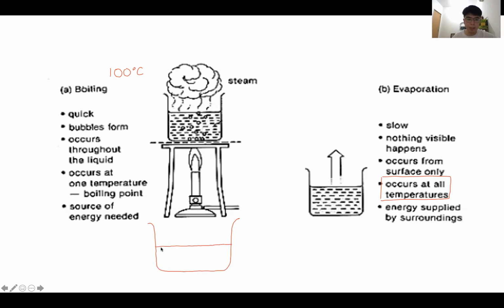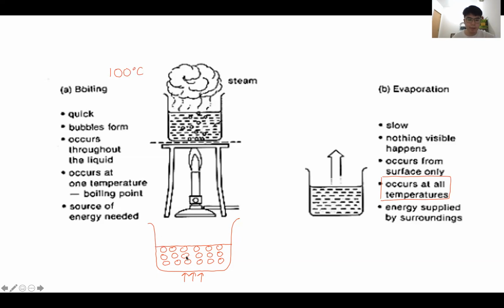Think about the liquid as particles arranged in layers. Okay, we have the first layer. We have a second layer deep down. And then we go deeper and deeper like this. Okay, so when I heat the water, the particles are going to gain energy. Okay, they are going to gain energy. And what happens here?